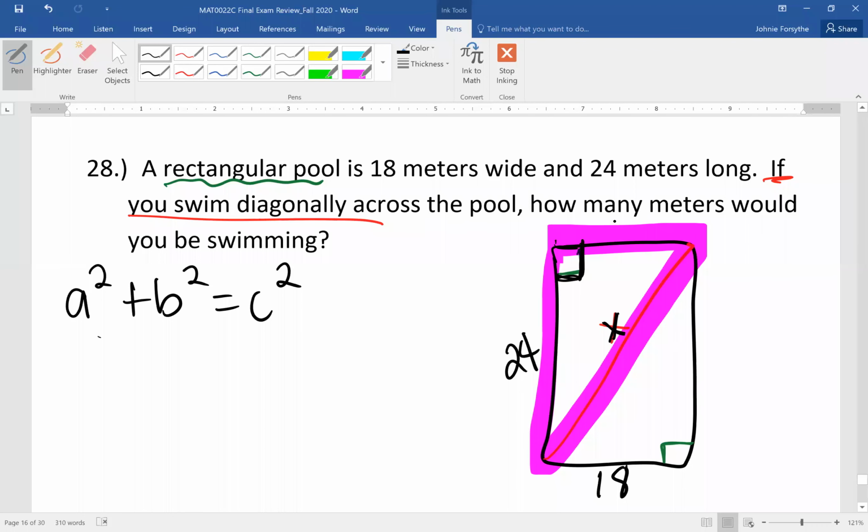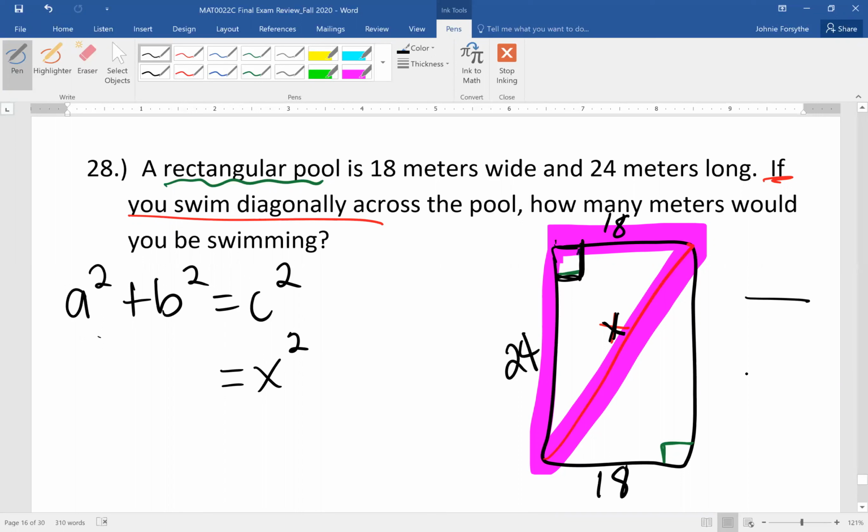And then I should have drawn it the other way because my side's down here. I'll just write it up here. 18. Okay. So the hypotenuse in this case is X. So I'm going to change this C to X squared. And then now my legs would be the A and the B.